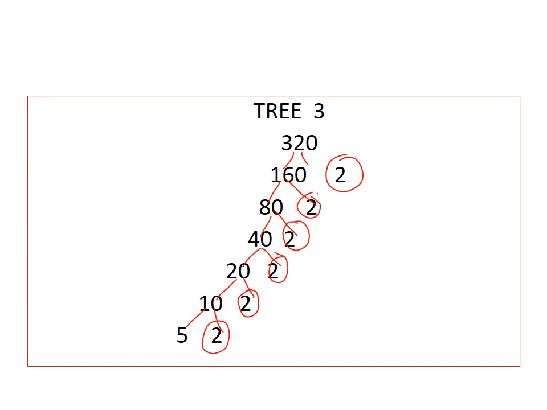Now see the third tree. We can write 160 2s are 320. 2 is a prime number. 160 is not a prime number. We can write 80 2s are 160. Again we can divide 80 into two parts. 40 2s are 80. 20 2s are 40. 10 2s are 20. And again 10 into two parts. 5 2s are 10. The factors are 5 multiplied by 2 multiplied by 2 multiplied by 2 multiplied by 2 multiplied by 2.